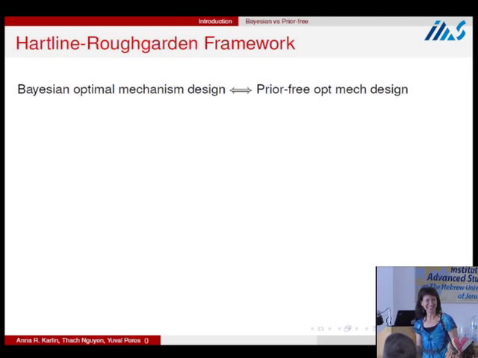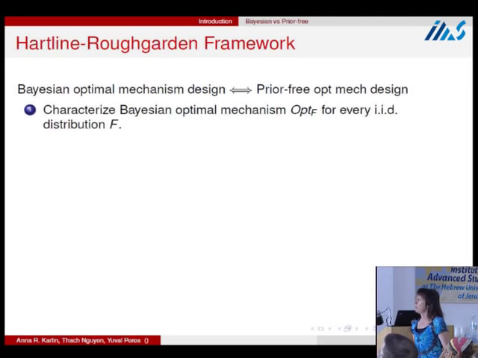And I will call this the Hartline-Roughgarden framework. This was proposed in their paper on money burning. They basically proposed a way to think about the benchmark question that tied together Bayesian optimal mechanism design with prior-free optimal mechanism design. What they suggested as a template for thinking about these questions was the following.